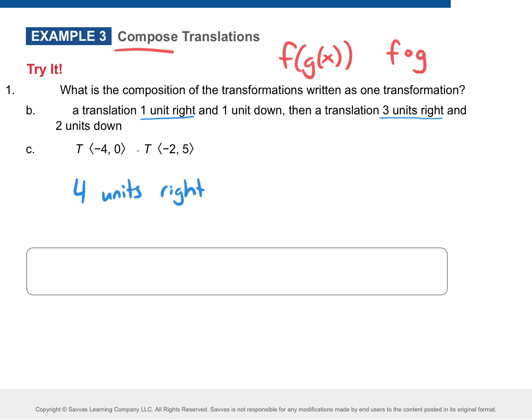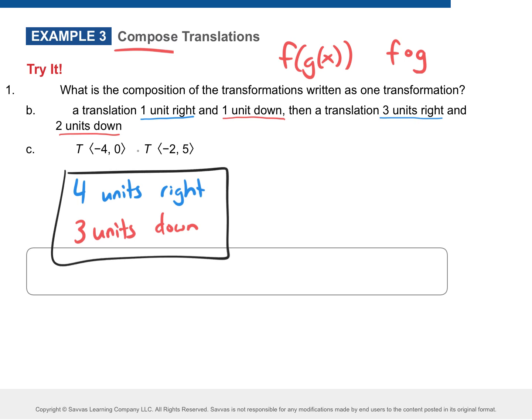And we want to know for the y direction. So it says 1 unit down and 2 units down. What is that together? 3 units down. Now, the reason I wrote the rule in words is because we started with words. So I'm just keeping it consistent. So this would be our new rule for example 3a. That's much easier than performing one translation and then performing another.